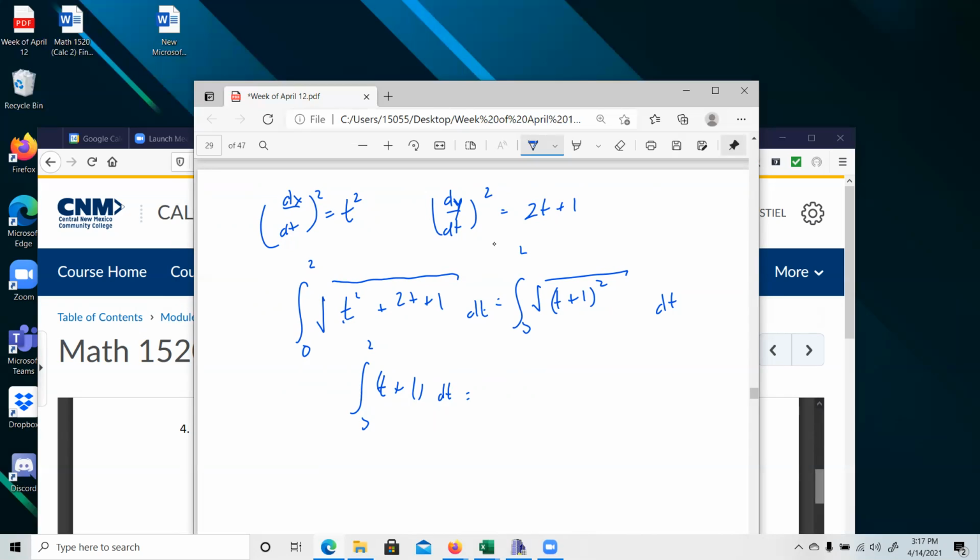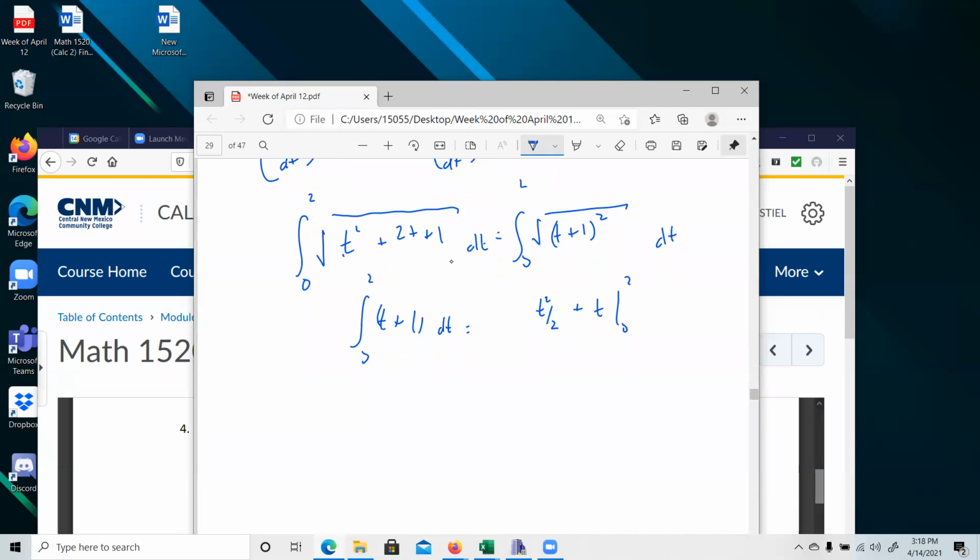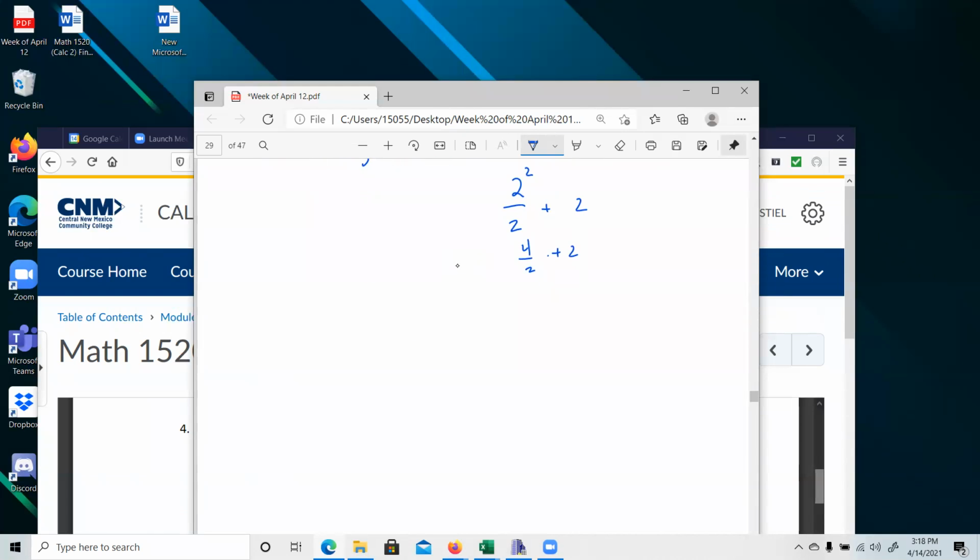All right, so here we go. We have to integrate this. So this is going to be t squared over 2 plus t, going from 0 to 2. If I plug in 0, we get 0. So all we have to do is plug in 2 squared over 2 plus 2. So that's 4 over 2 plus 2. And 4 over 2 is 2, so 2 plus 2 is equal to 4.